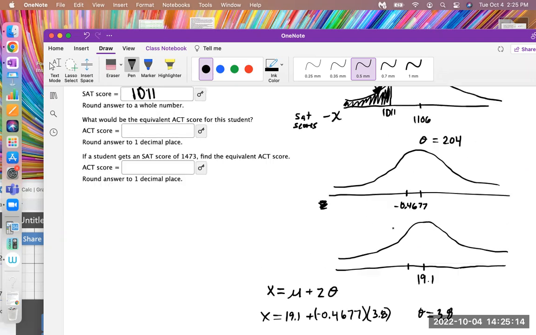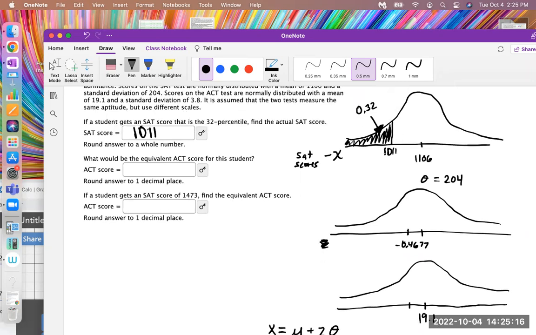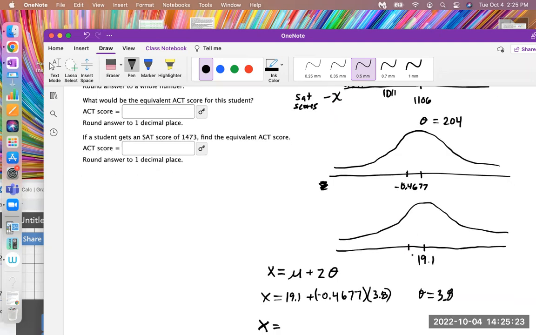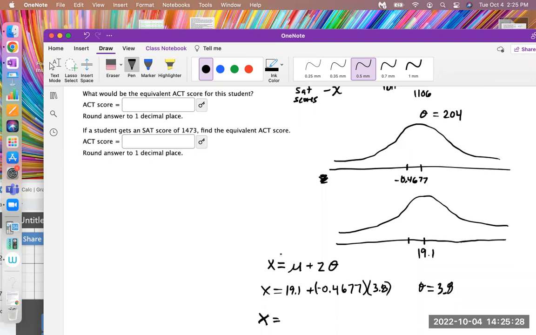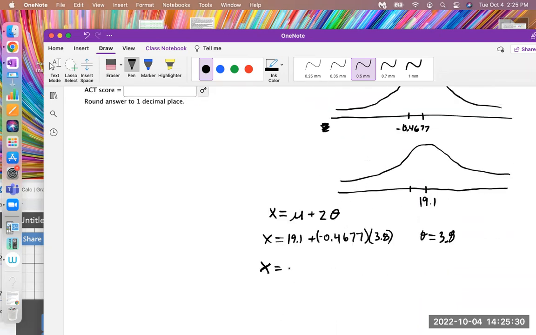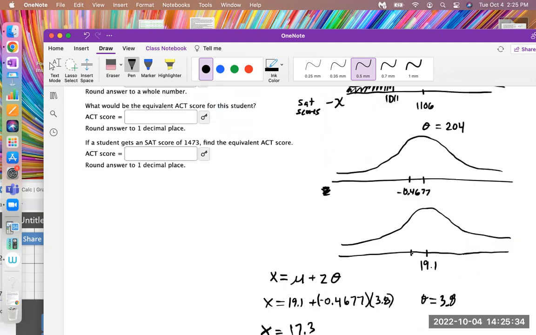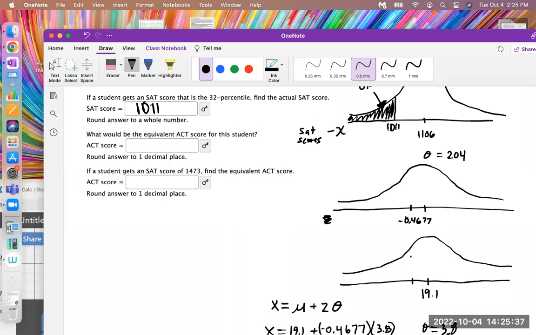Because we know the location of this within the SAT scores. We know it's one standard deviation below the mean. So what we do is we go one standard deviation below the mean in the distribution of the ACT scores. That's how we found this 17.3. So scoring a 17.3 on an ACT is pretty much showing the same knowledge as scoring a 1011 on an SAT. So that's the answer to the second part.